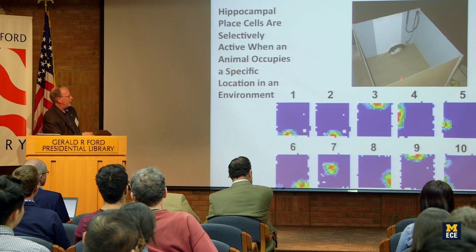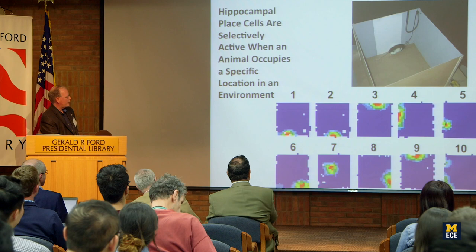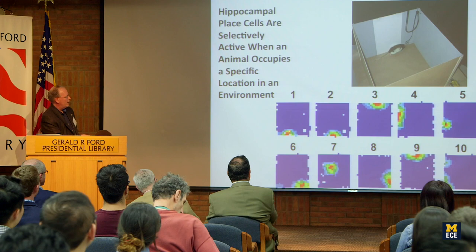So as the animal runs around the box just looking for pieces of chocolate sprinkles we throw around there, this cell is silent when the animal's here, but then it fires when he runs that way, is silent, and fires that way. So at this location in the chamber, this cell is selectively active. Another cell fires in the same location, but here's a cell that fires when the rat's at this location where you see here against the cue card.